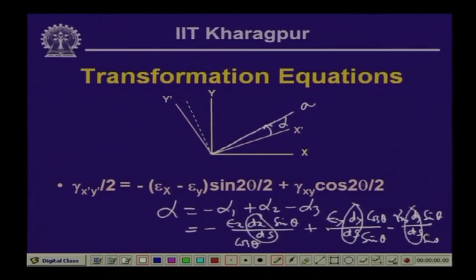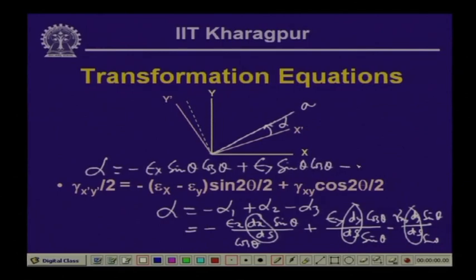So, this expression turns out to be alpha equal to minus epsilon x sin theta cos theta plus epsilon y sin theta cos theta minus gamma x y sin square theta. Now, note that this is the value of the angle alpha.